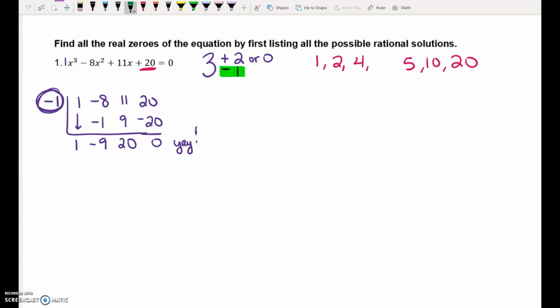So in our factored form, we've got 0 equals x plus 1. If negative 1 is the solution, then in the polynomial it has to be x plus 1. Remember what we did yesterday? It's the opposite of what your solutions are. Okay? And then the trinomial, whatever's left, comes from the synthetic division. So we've got x squared minus 9x plus 20.